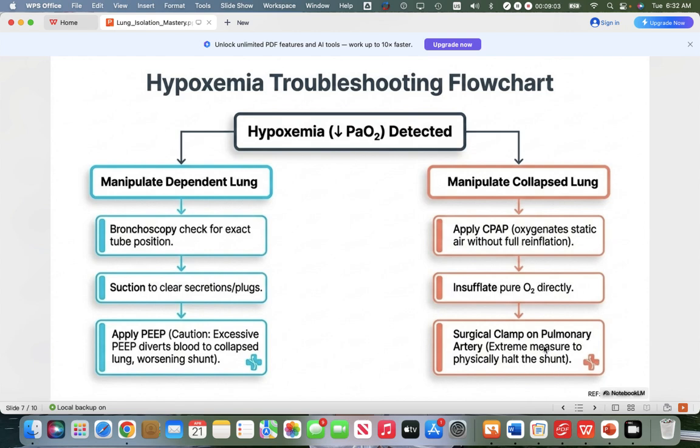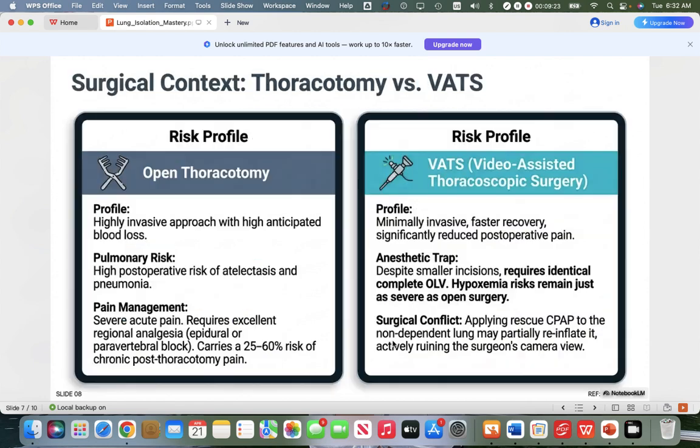Of course, this last point is very important. Sometimes we have done all the procedures we mentioned for our patient, but the oxygen is not increased. So now we will ask the surgeon to clamp the pulmonary artery to the non-dependent lung. This will improve the condition of the patient.